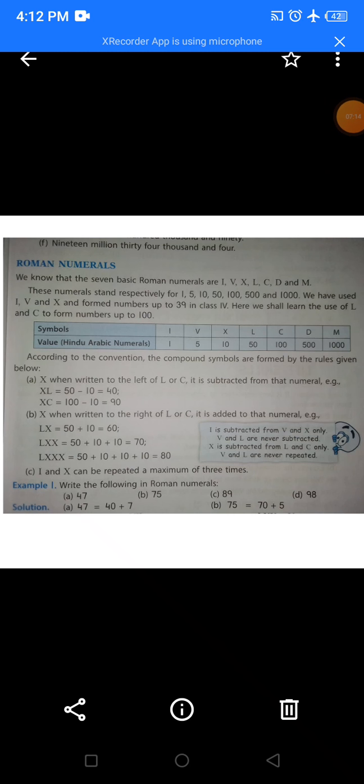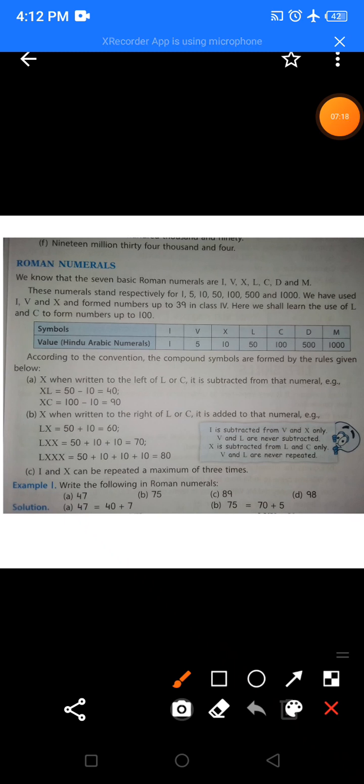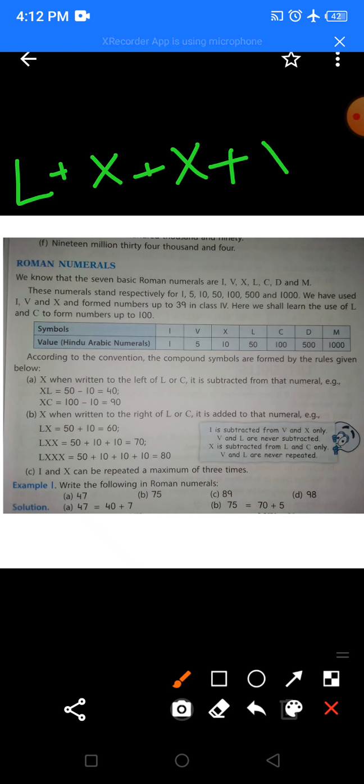See children, now if 3 times you put it, okay, now look here. Now this is L and I'm just adding 3 times 10. Okay. Now I cannot add here one more 10 and make it 90. कि मैम देखो हमने 4 बार कर दिया तो it is 90. No. The third rule, which is 1 and 10 can be repeated maximum 3 times.